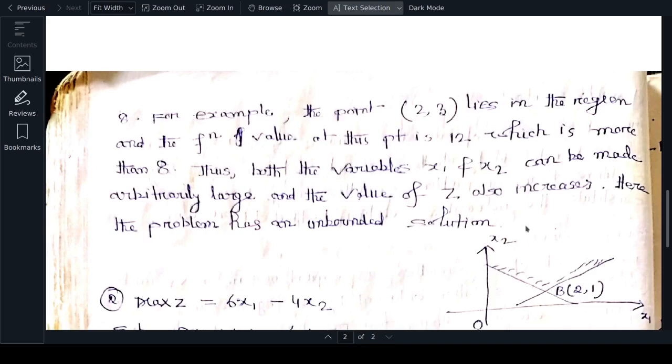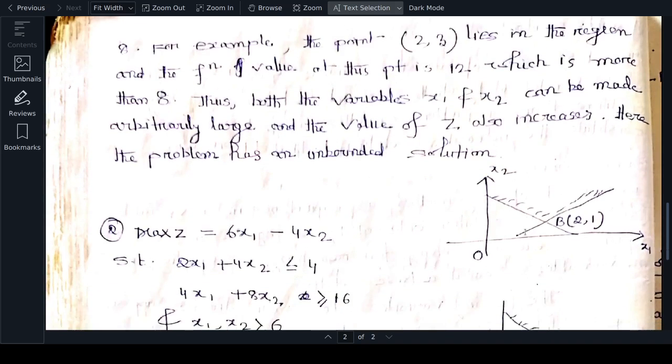So you see what happened here: the value at the point increases. For 2,3 the value is 12, which is more than 8. Thus both variables x1 and x2 can be made arbitrarily large, and the value of z also increases. Here the problem has an unbounded solution. Clear this one? Yes, sir.